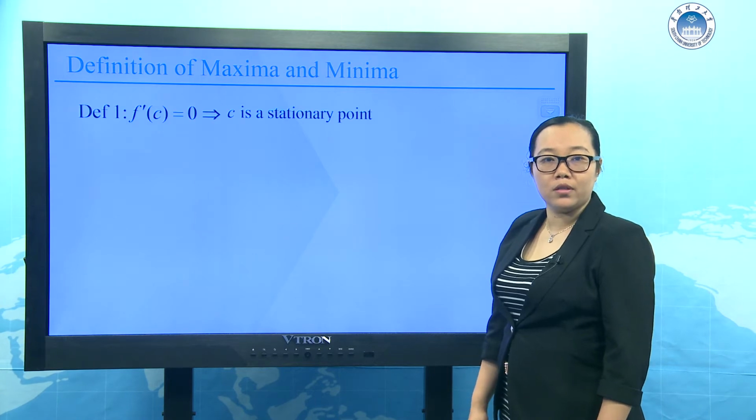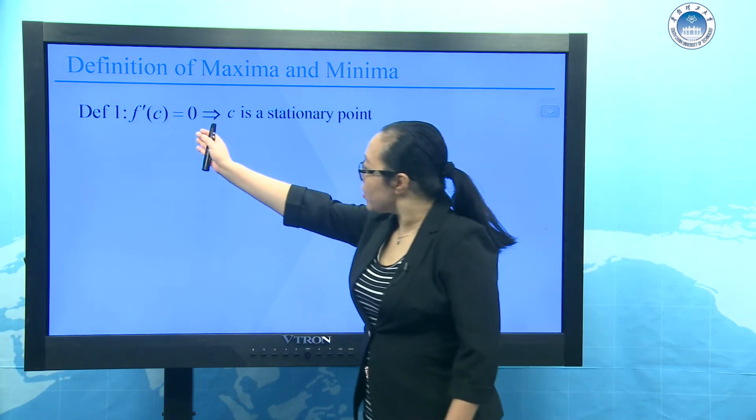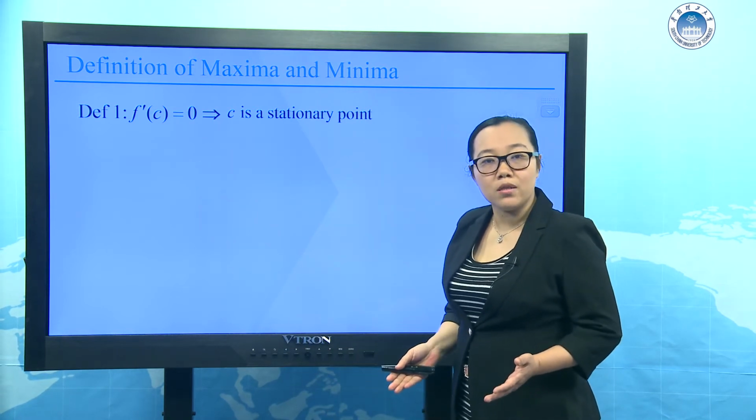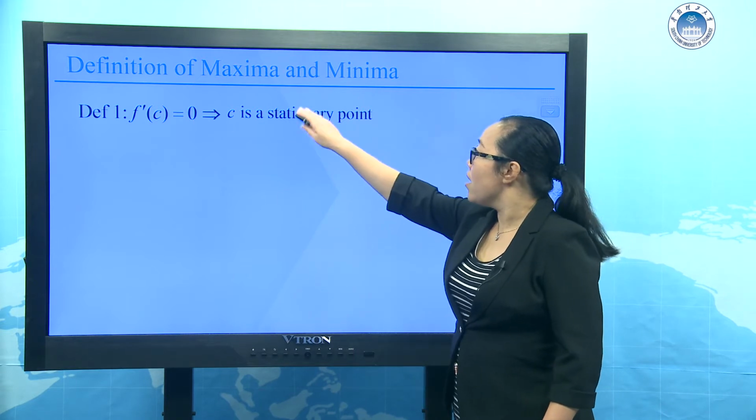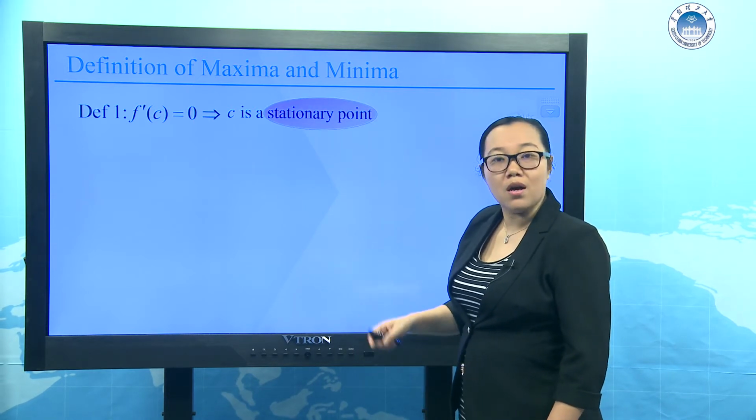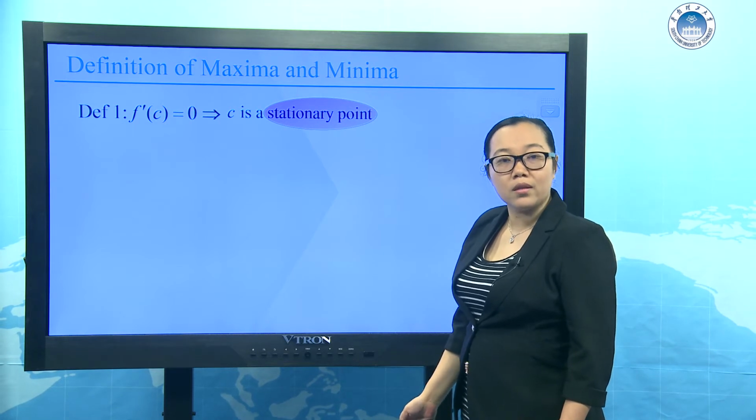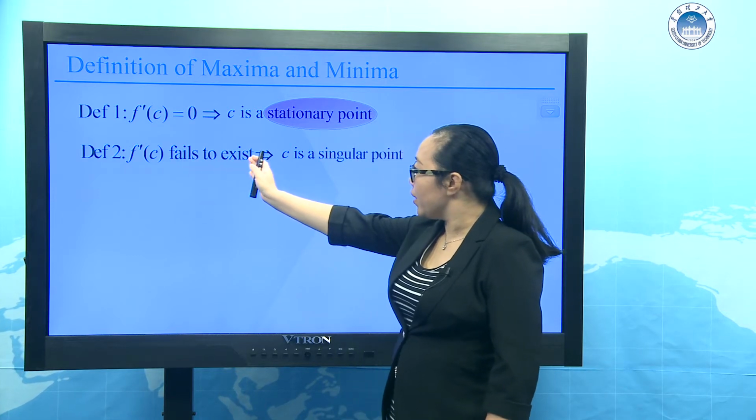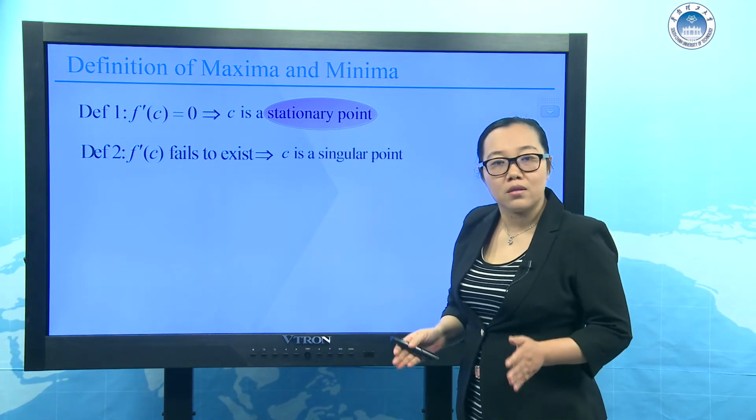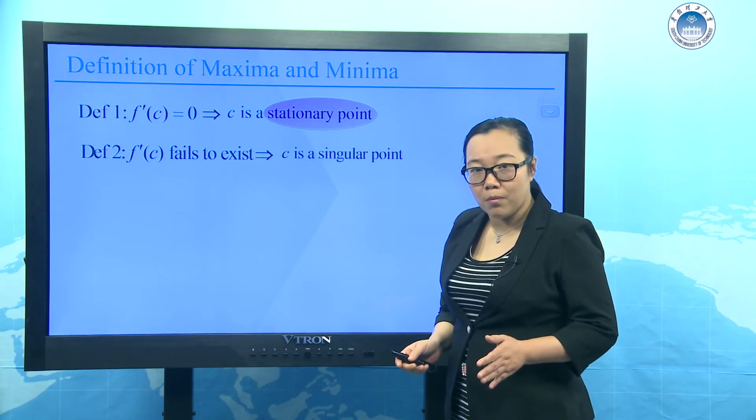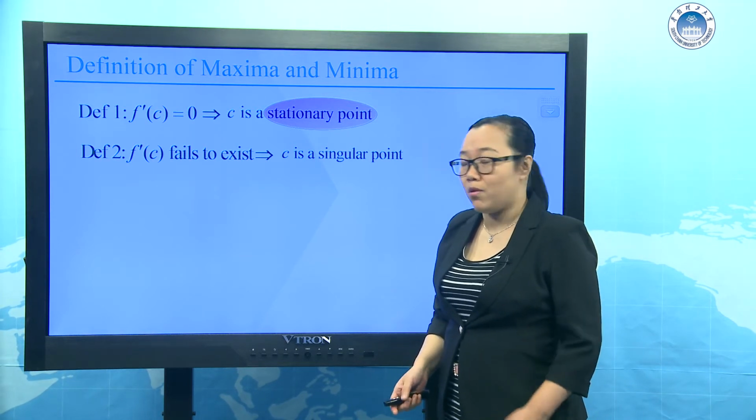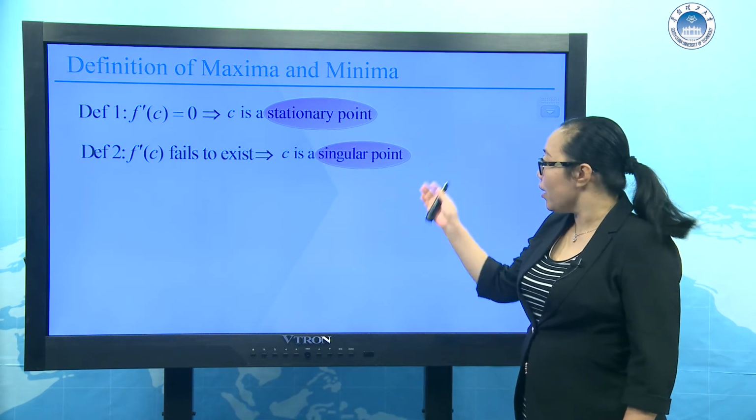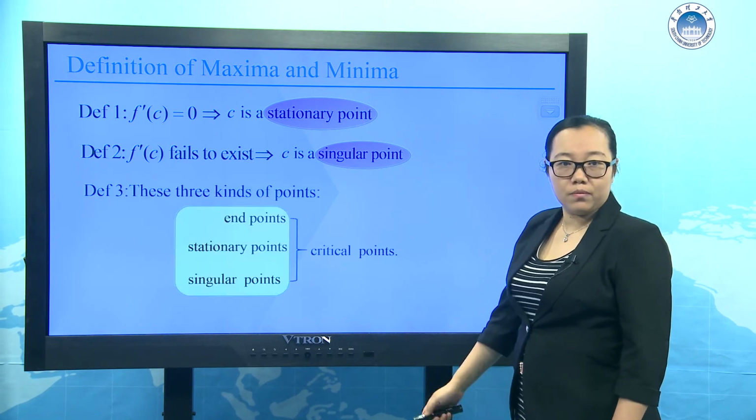So now look at the definitions. Definition 1: if f prime of c equals 0, we give a new name to the special point c. c is a stationary point. Look at definition 2: if f prime of c fails to exist, this means it does not exist, then c is a singular point, a special case. So it is our singular point.